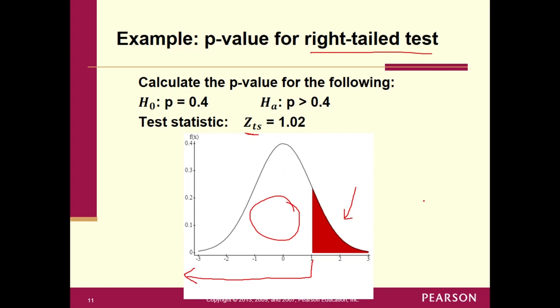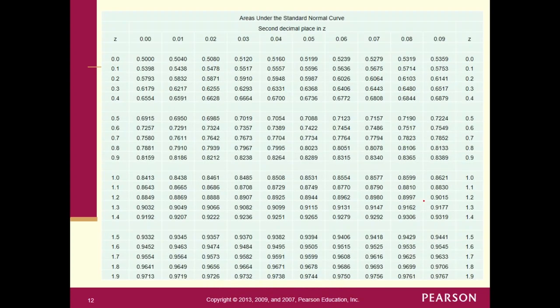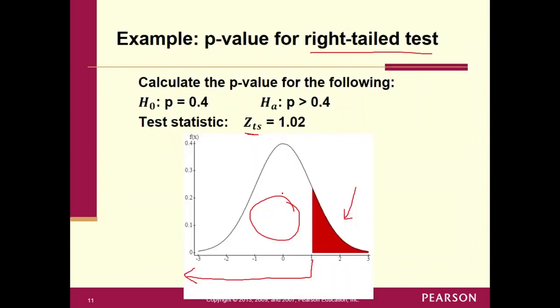So let's go look up 1.02. So 1.0, okay, 2, remember that is actually the third column because this would be 1.00, this would be 1.01, this would be 1.02. We find 0.8461. That's not our p-value. That is no way going to be our p-value. It's 1 minus that. So 1 minus 0.8461.